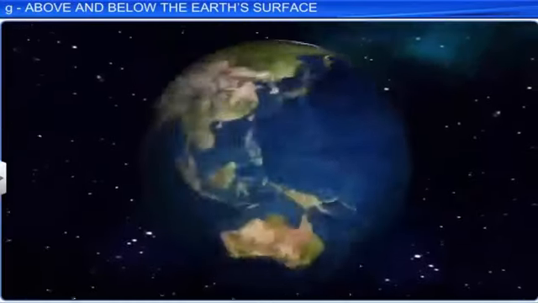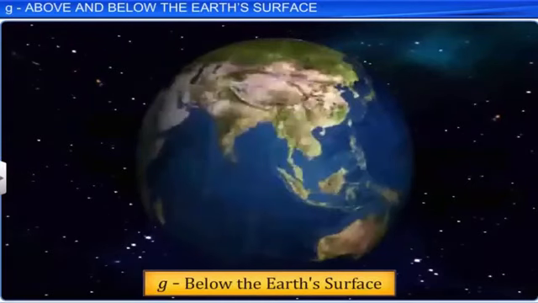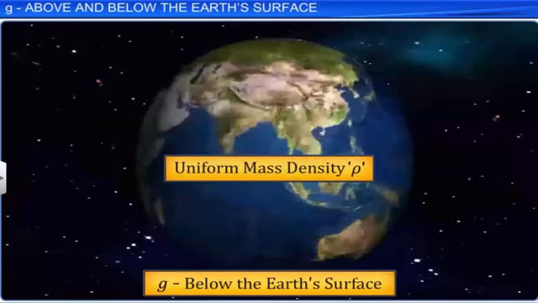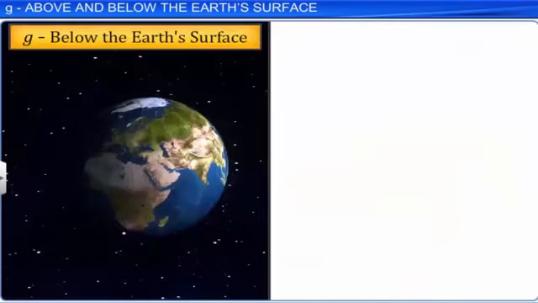To consider the variation of acceleration due to gravity below the surface of the Earth, let us assume that the Earth is a perfect sphere of uniform mass density ρ. Based on the formula, mass is equal to volume into density, the mass of the Earth is represented by equation 8: Me equals 4 by 3 pi Re cube into ρ.